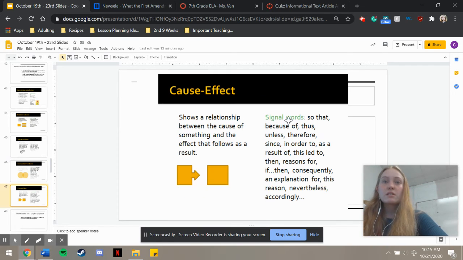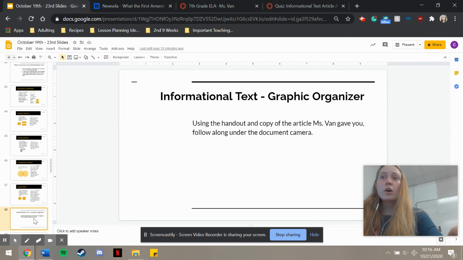The last one that we want to talk about is cause and effect. It shows a relationship between the cause of something and the effect that follows as a result. Some signal words are so that, because of, thus, unless, therefore, etc. So if it introduced something and then showed something that follows after that, that would be an example of a cause and effect article.